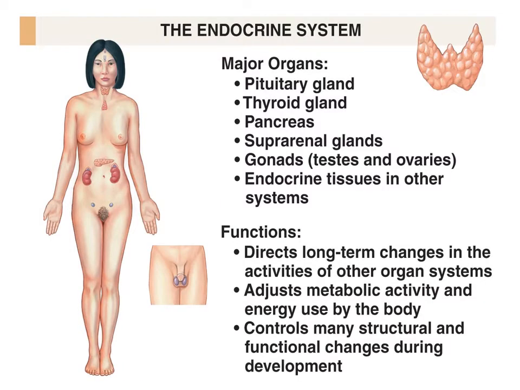So the endocrine system consists of the pituitary gland, the thyroid gland, the pancreas, the suprarenal glands, the gonads, and there is also endocrine tissue within other systems, like the heart has endocrine tissue. And it works on directing long-term changes in the activities of organ systems. You notice that the nervous system was immediate responses. The endocrine system directs long-term changes. It adjusts our metabolic activity. That's how much energy the body is using. And it controls many structural and functional changes during development.